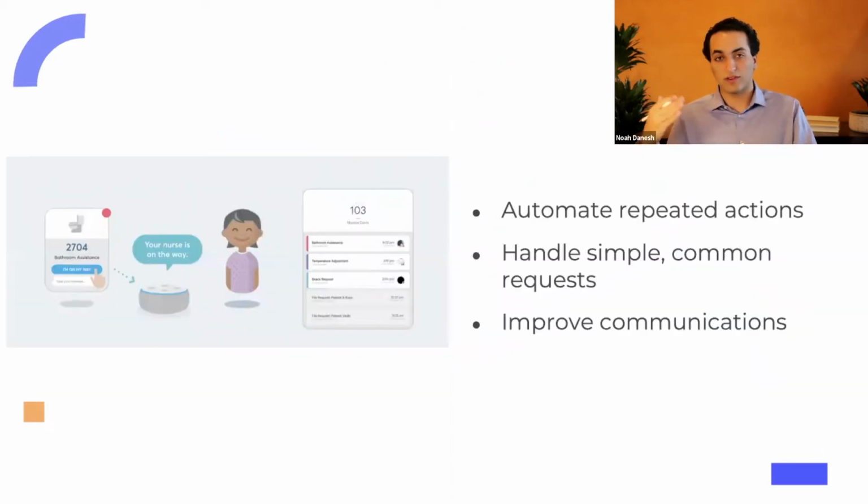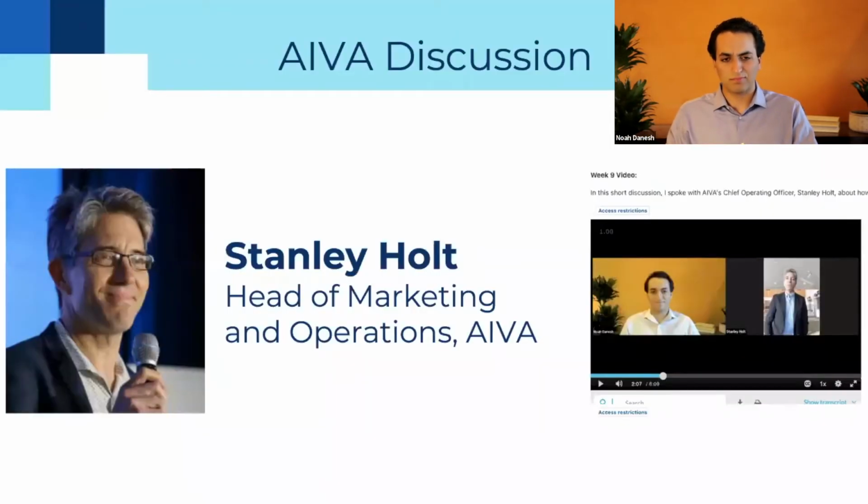This device also allows for automating repeated tasks. Common requests can be easily handled, and it even improves communication with the patient. So not only are you reducing the requirement for the number of staff that you have, but you can also improve those existing connections. And during class, in week 9, we had a conversation with the head of marketing and operations for AVA, so you can watch that in the week 9 module.